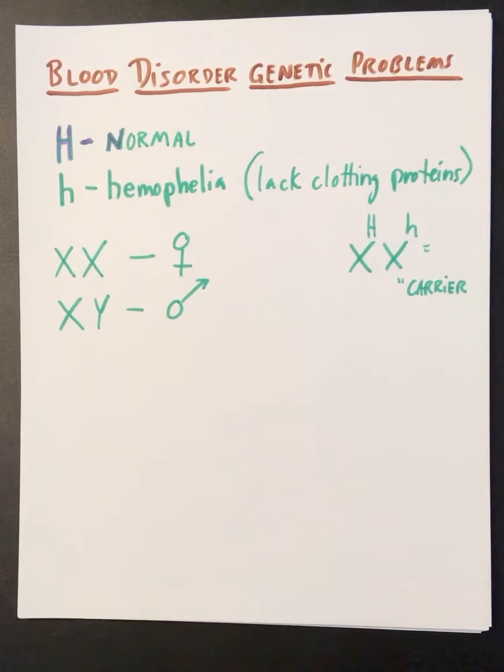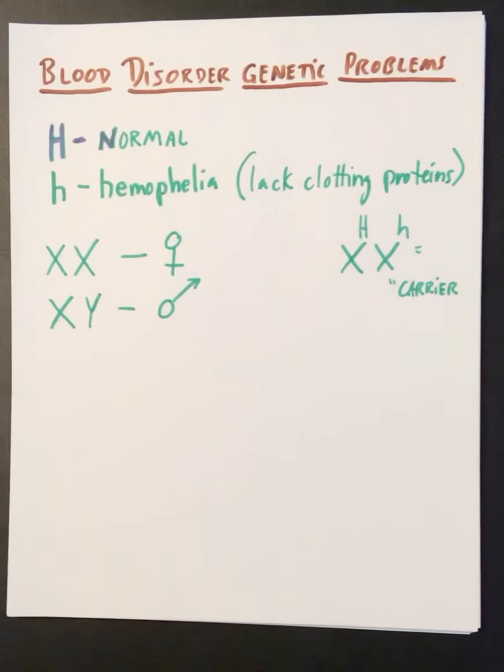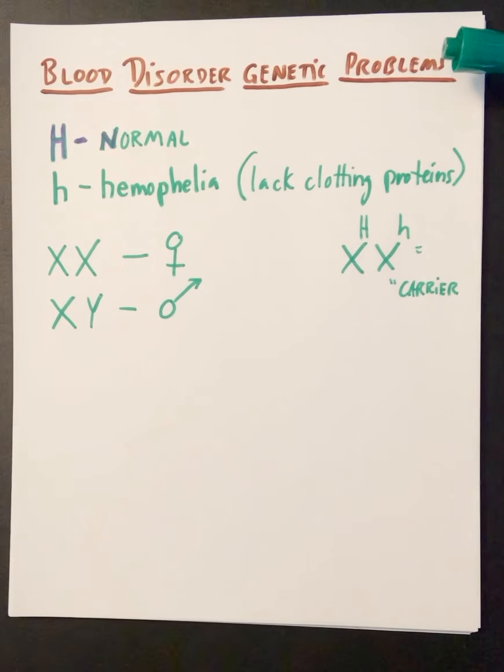Hello class. I'm going to give you a little instructions on how to do the handout blood disorder genetic problems. This is a bit of review. Remember we watched Lorenzo's Oil and how ALD, which is also a genetic disorder, was a sex-linked trait. What's a sex-linked trait? A sex-linked trait is a gene that determines a trait, in this case hemophilia, that's carried specifically on the sex chromosome of the human.